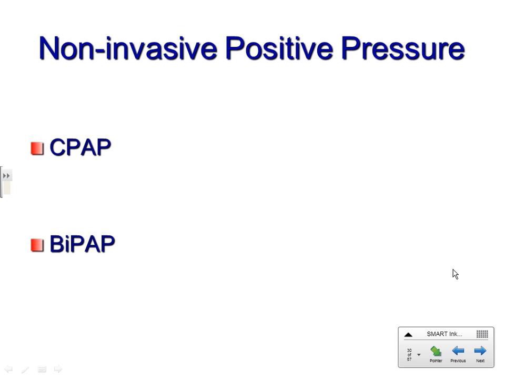They don't need to be intubated. They don't need an endotracheal tube. It can be delivered by a nasal cannula or a mask. So where do we see CPAP used a lot? With sleep apnea.